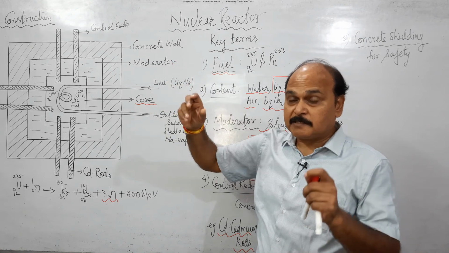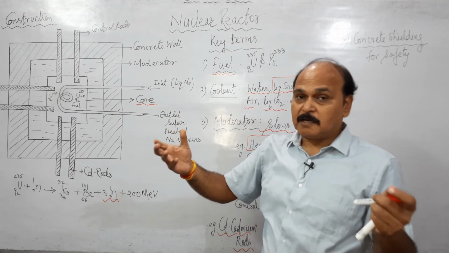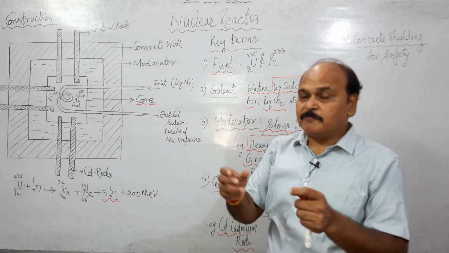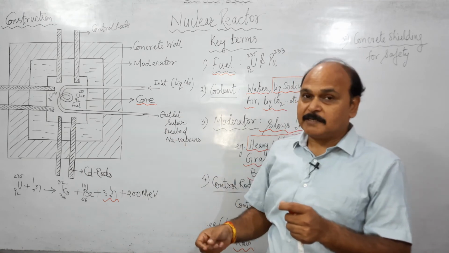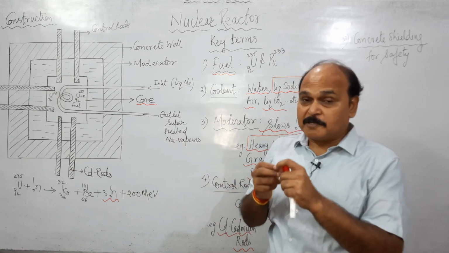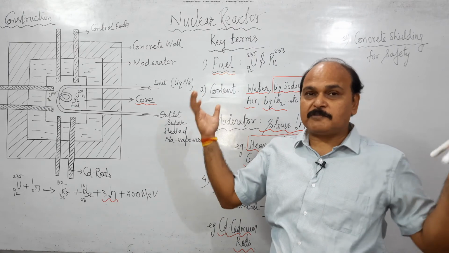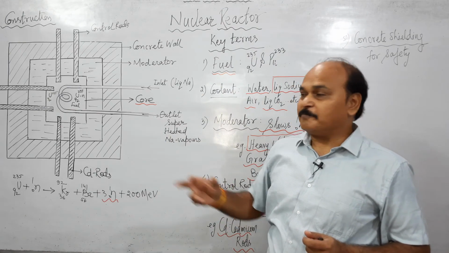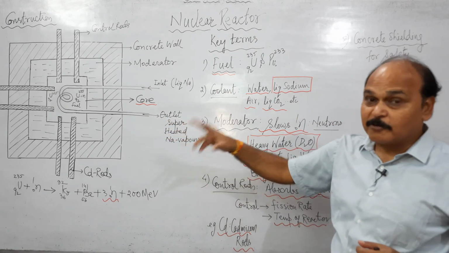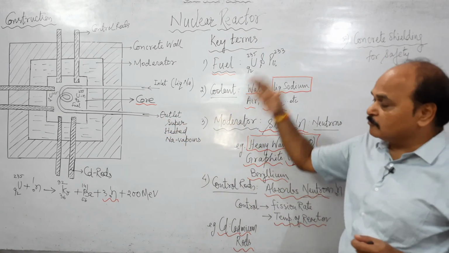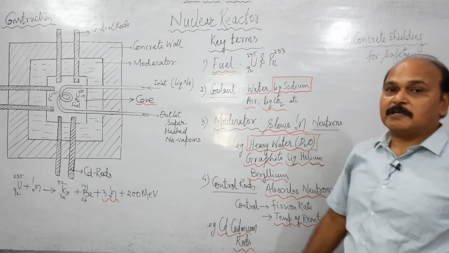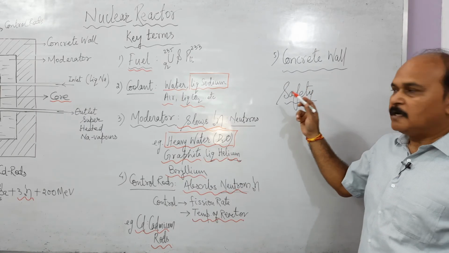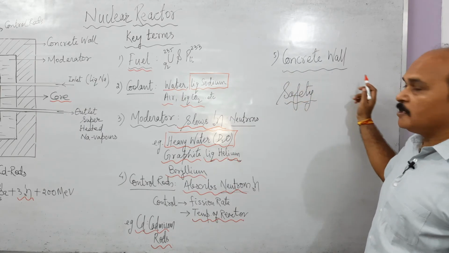And if the rate of fission is very slow, we pull these rods outside. And when the rate of fission is very high, the temperature of the reactor is very high, so we put these rods inside. So these control rods control the temperature of the reactor, and also they are used to shut down the reactor.